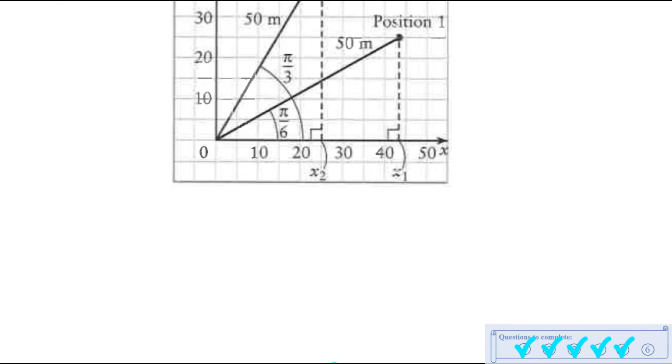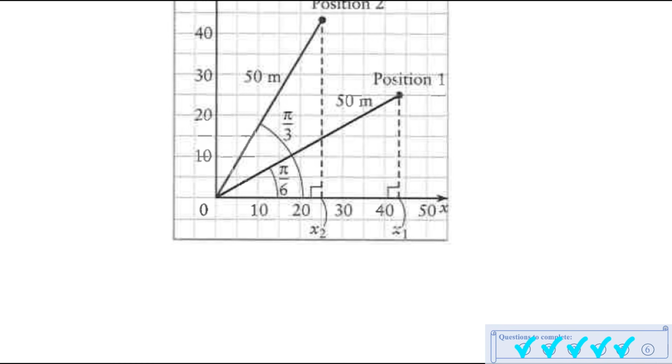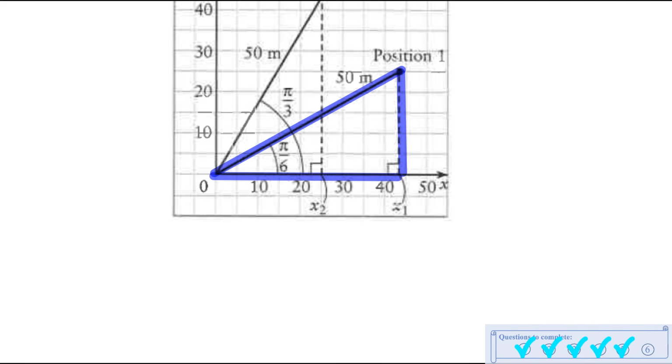So I'm going to break this problem into two triangles. I'm going to call this blue triangle I'm highlighting triangle number 1. And if I can find the length of the bottom side of that triangle, that will tell me the x-coordinate of the point. So I need to find the length of that bottom side. I'll call that bottom side x1.